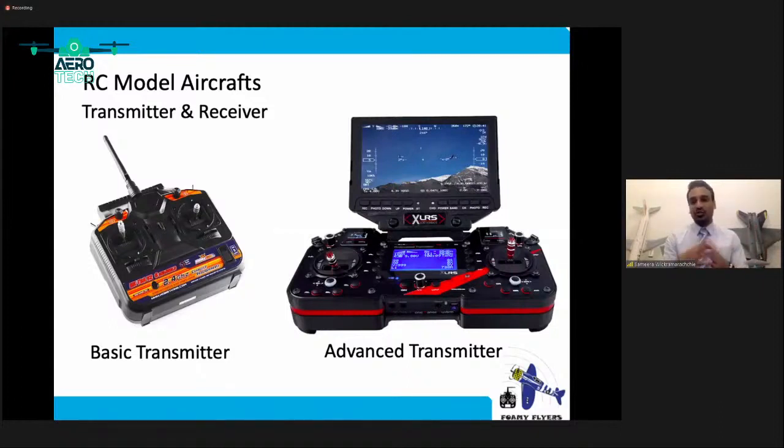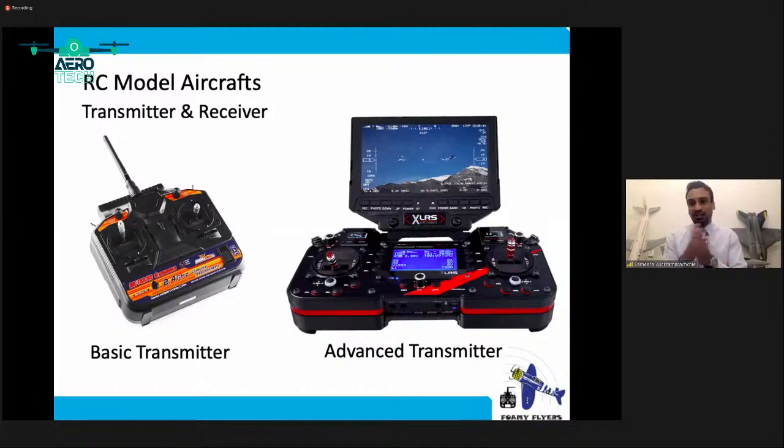It will tell you whether the battery levels are going low, and it will tell you the speed. If you have sensors on board, it will tell you even how much fuel you have left. So things like that can be accommodated if you have an advanced transmitter. But for somebody getting into this field, I would recommend buying a basic transmitter, but it has to be a reliable transmitter. There are some Chinese clones, I would say, which are not that reliable.